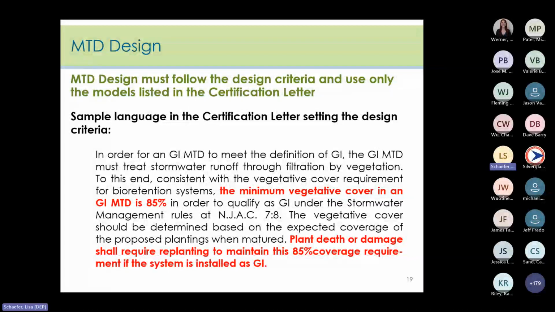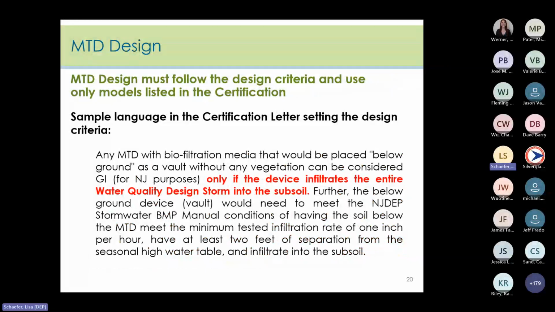Now, there are other design criteria in the MTD certification letters that a design must follow in order to receive the TSS removal rate. So this is another sample of the language regarding a GI MTD that is underground. It needs to be designed to infiltrate the entire water quality design storm in order to be recognized as a GI MTD and receive the 80% TSS removal rate.